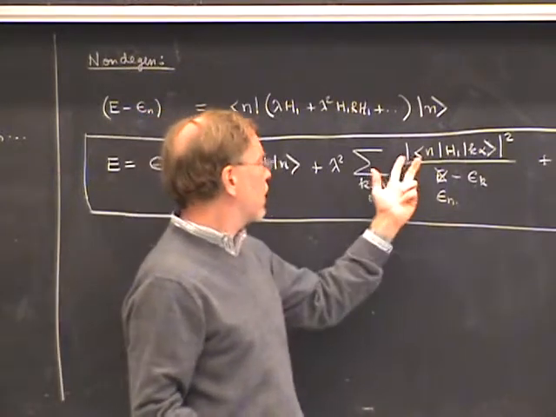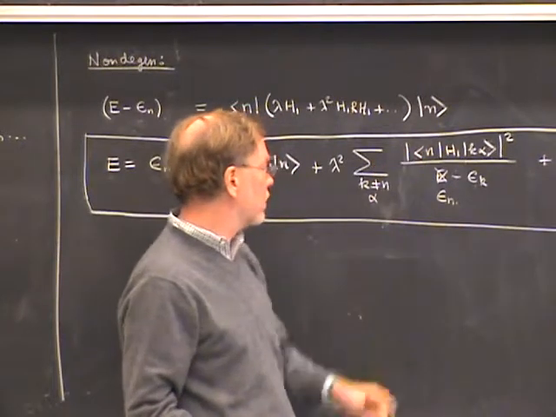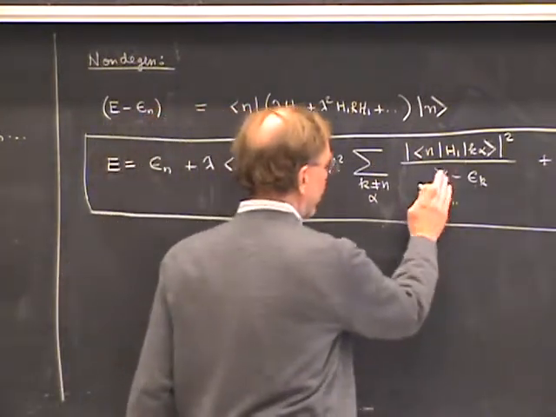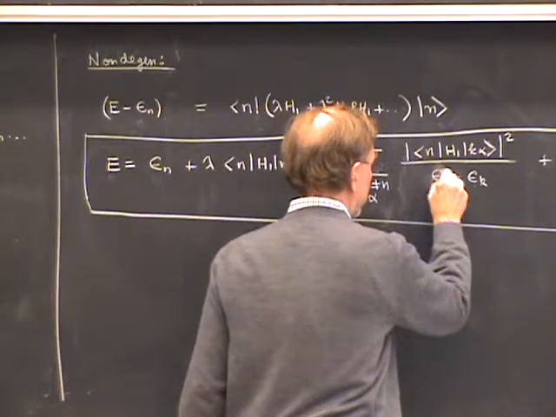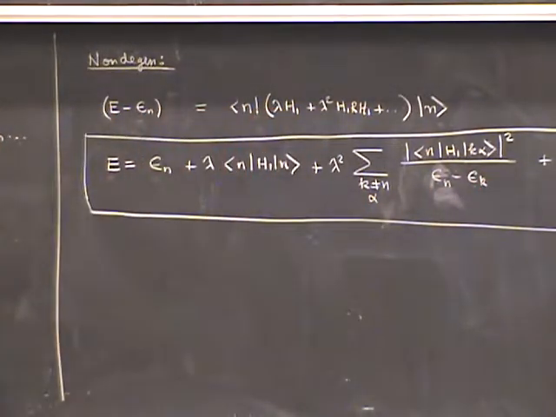But in any case, there is a numerator here which is strictly positive. It's a square of the matrix element. And a denominator, let me write it this way, epsilon n minus epsilon k. There's a denominator which is an energy denominator like this.